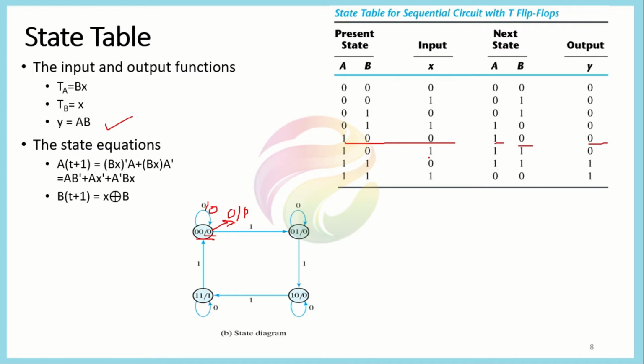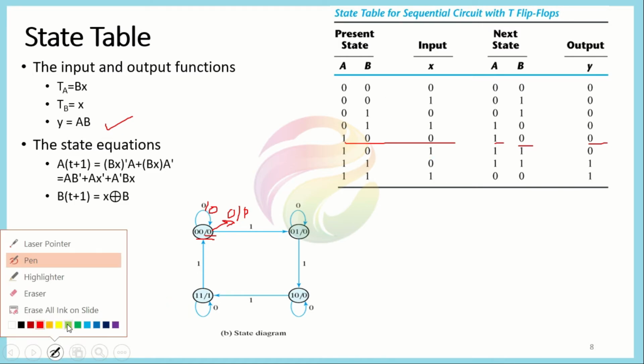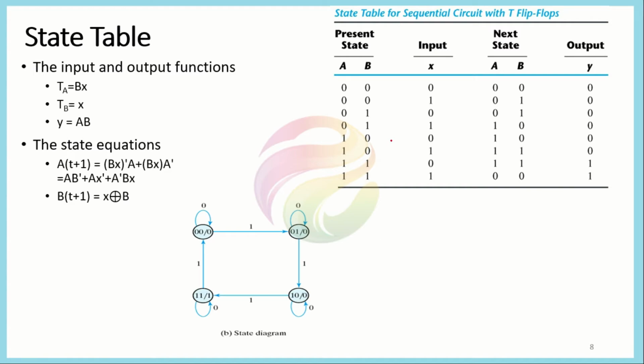And from this table we can easily plot this state diagram. Say when we are in state 0 0 and the input is 0, what would happen? We would remain at that state. We would only move to the next state 0 1 when we have input equal to 1. Similarly, we would remain at state 0 1 as long as x is equal to 0, and when x is equal to 1, we would move to the next state. Similarly, when we are at 1 0, we would remain at 1 0 if x is equal to 0, and if x is equal to 1, we would move to the next state.